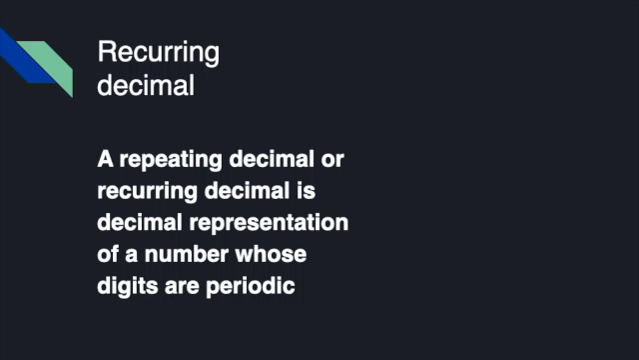And recurring decimals. A repeating decimal or recurring decimal is a decimal representation of a number whose digits are periodic. So yeah, guys, there is more stuff to learn. There's one more fun fact. There's one more thing in decimals called rational numbers.